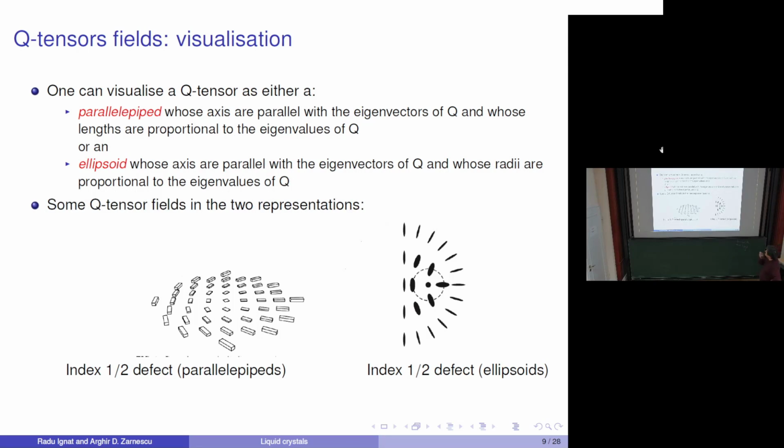And patterns like this will try to describe those point defects. And in fact, this is the so-called index 1/2 defect. There is a bit of cheating here when I say that the lengths or the radii are proportional to the eigenvalues, because the eigenvalues add up to 1, so you need to add a constant to all of them to make them positive.